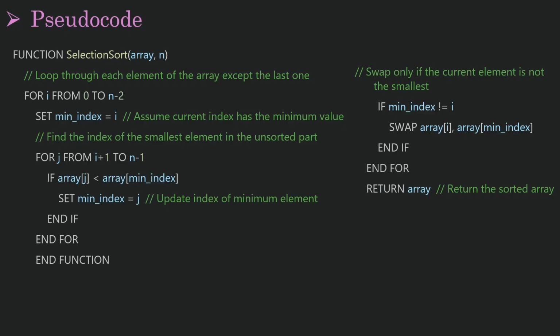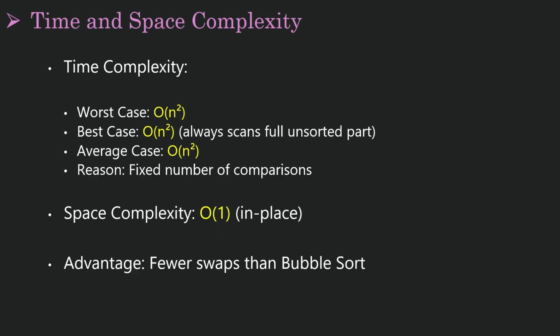How's its speed? Time and space complexity. Let's analyze. Time complexity. Worst case, any order: each pass scans n-i elements, so total comparisons, thus big O of n squared. Best case, same, big O of n squared, because we always scan the full unsorted part, even if sorted. Average case, big O of n squared, similar to worst case. Why? Always does the same number of comparisons, unlike bubble sort's early exit.